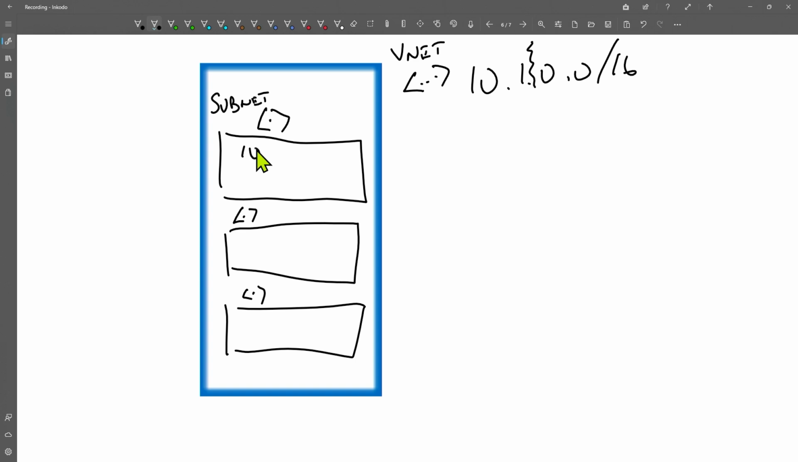And I'm going to call this the 10.1.1 network. This is going to be my 10.1.2 network. This is my 10.1.3 network.